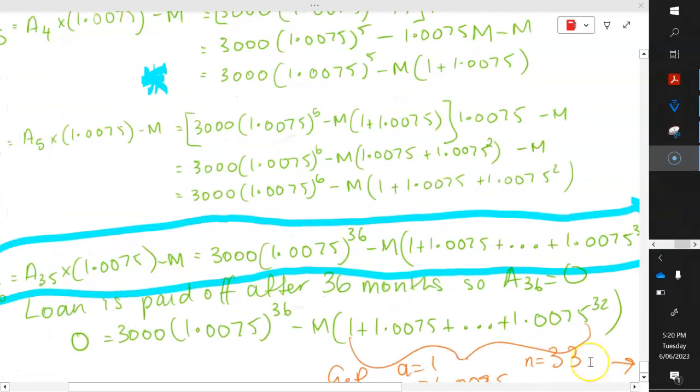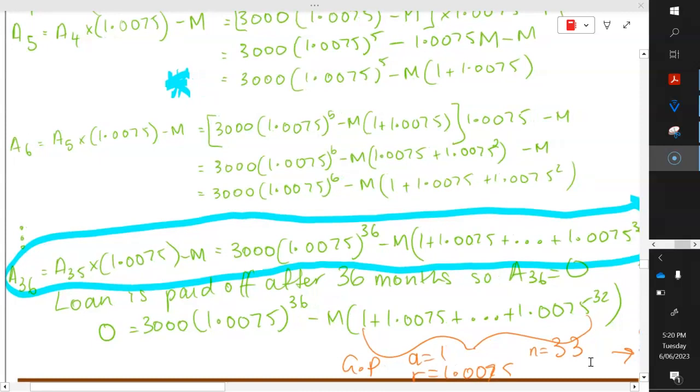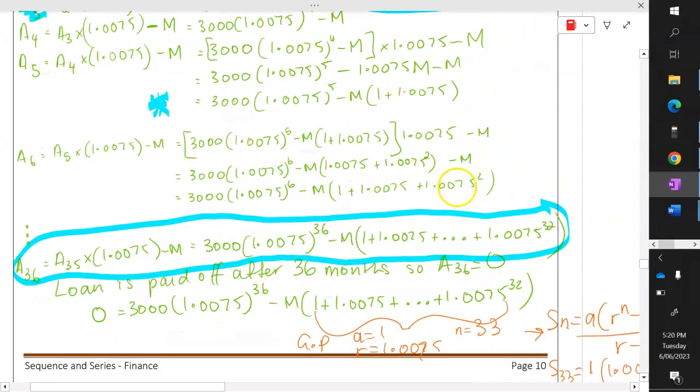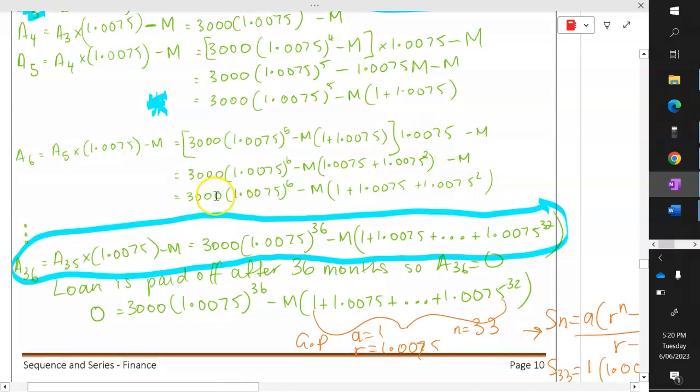Oops, sorry, I've just zoomed out there. But what we're looking at is the pattern, and I'm going to be copying that pattern from above, because that's how we're going to work this one out. So at the 3,000, when A was 6, we had a 6 power. A is 36, so I've got a 36 power. Minus M, I've got my series inside that is growing up until the power that is 4 less than my 36. But I should have 33 terms in there. It's just that my first one is 1.